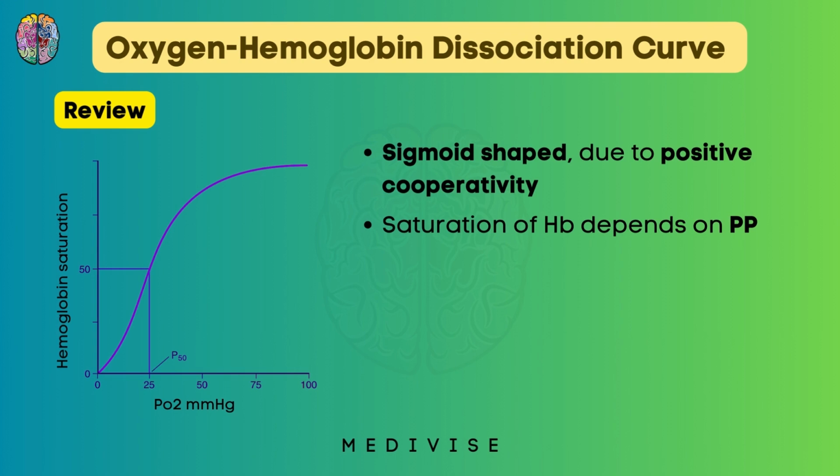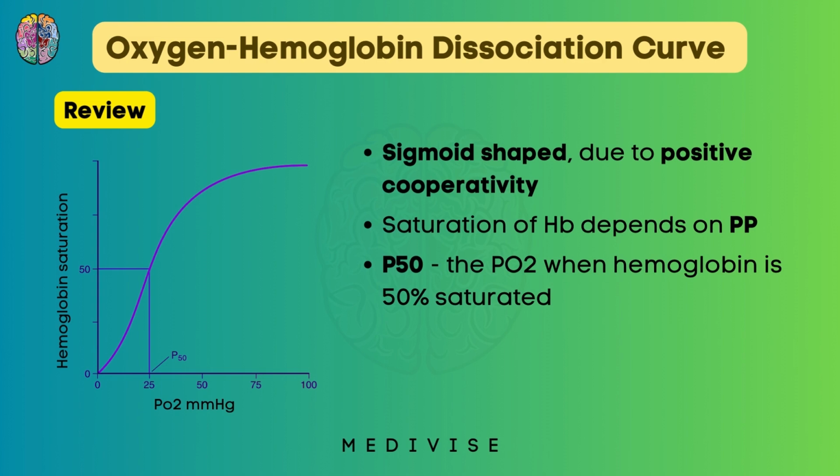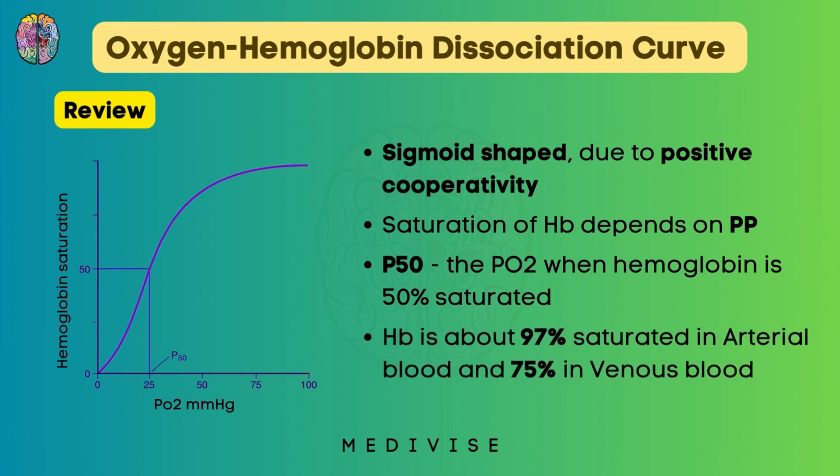So if partial pressure of oxygen is high, the saturation of hemoglobin is also going to be high, and vice versa. What was P50? It is the partial pressure of oxygen when the hemoglobin is 50% saturated. And finally, the hemoglobin is about 97% saturated in the arterial blood and 75% saturated in the venous blood. If you haven't watched my previous video, I highly recommend that you go and watch that so that you are able to understand this video better.